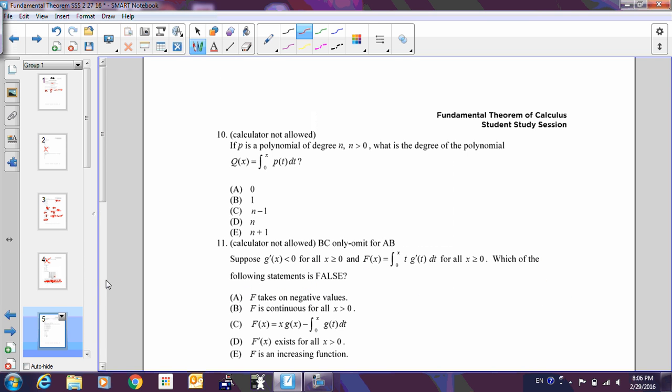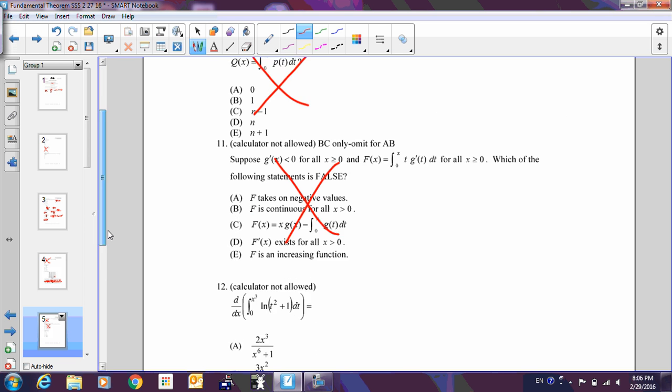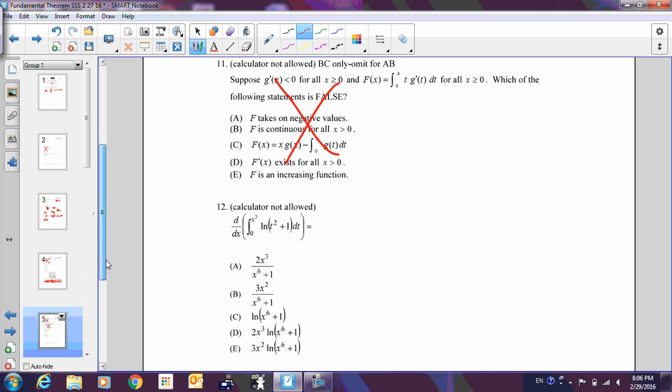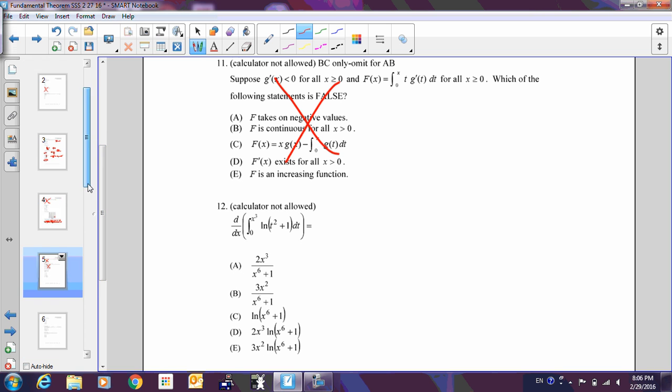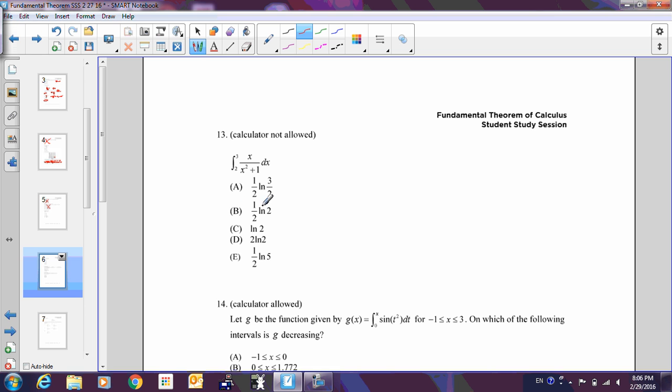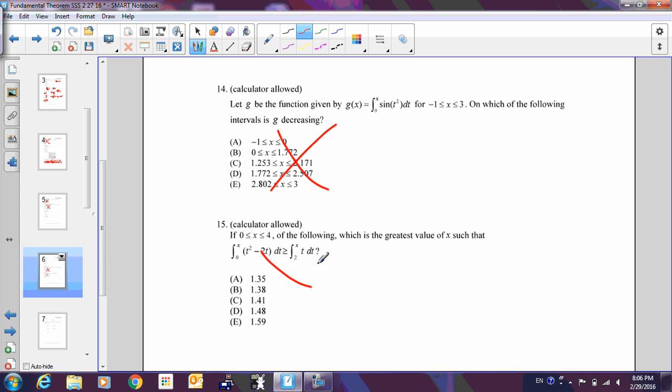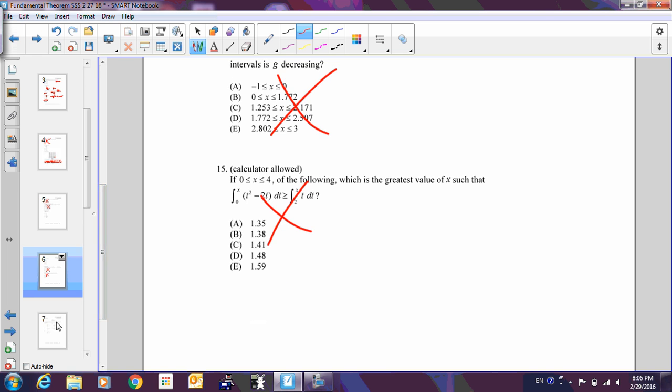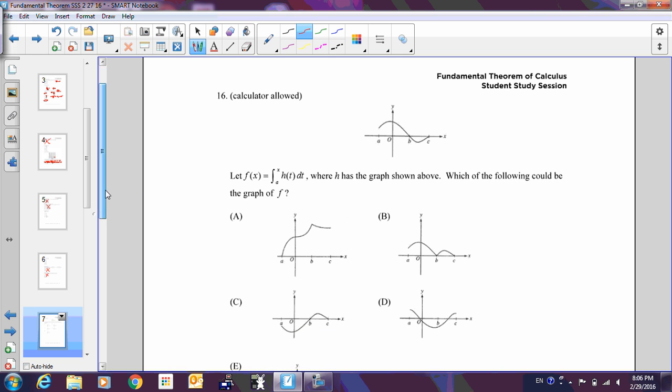If we turn the page, I'm going to let you skip 10 and 11. Again, these are not bad problems. There's just too many really in this packet. You're going to do 12 on your own. Okay, you're going to do 13 on your own. And then I'm going to let you skip 14 and 15. You're going to turn the page. You're going to do 16 on your own.